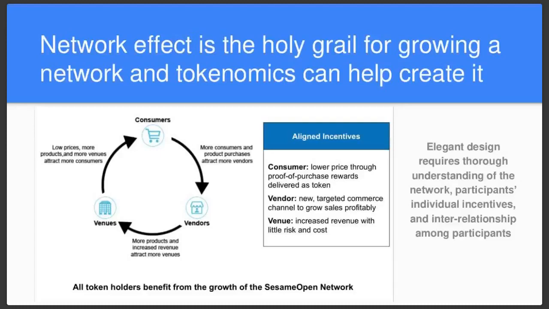Probably this is the best example I can give you to help you understand how important network effect is and how to use token economics to get the virtuous circle, the flywheel, started. In the Sesame Open network, there are 3 types of participants. One, the consumers, who buy the product. The second, the vendors, who sell the product. The third, the venue, which acts as an agent to resell the products on behalf of the vendors.